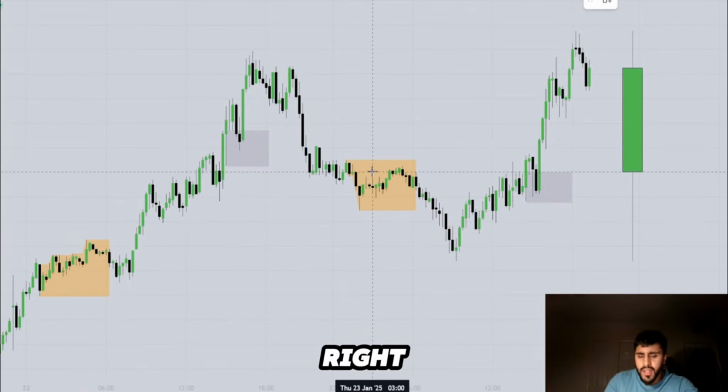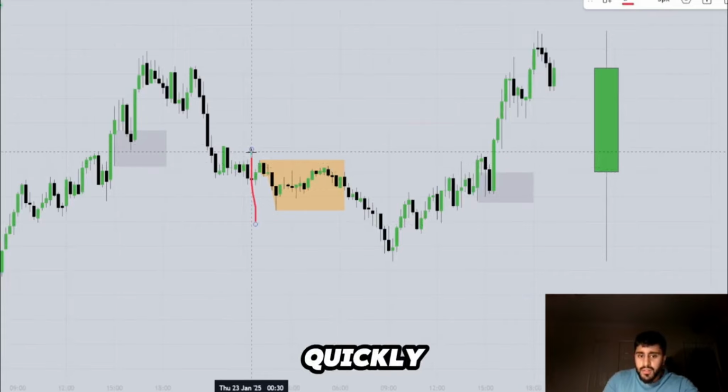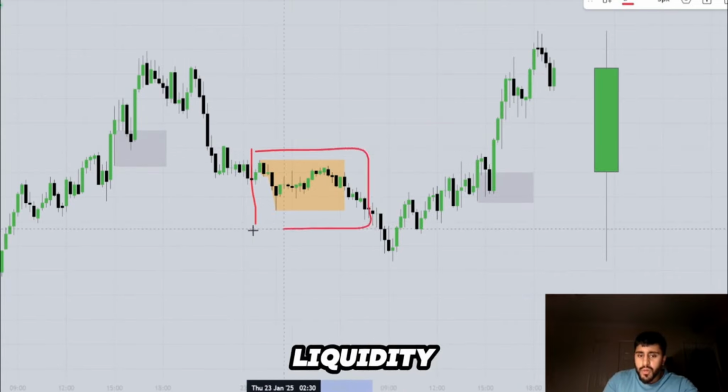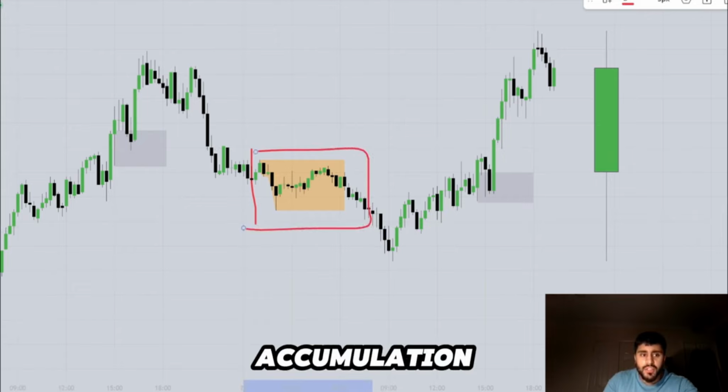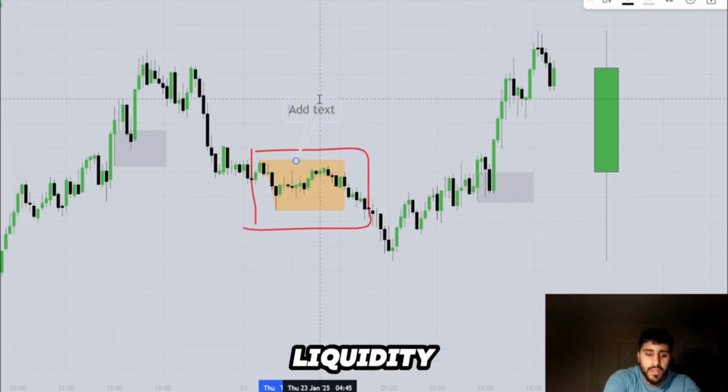Indicator of the Asian range, right? So what does the Asian range do? We're just going to be going over this very quickly. The Asian range builds liquidity. This is the ICT accumulation. Very, very simply, its main job is to build liquidity.